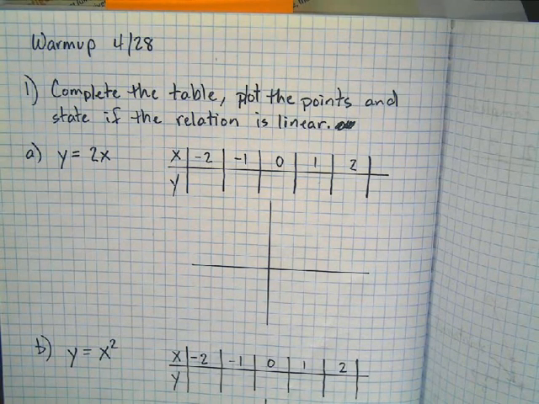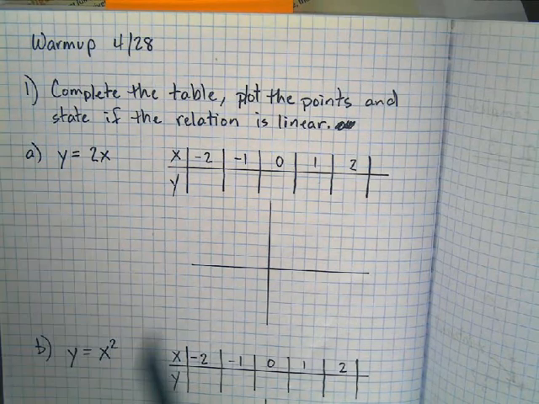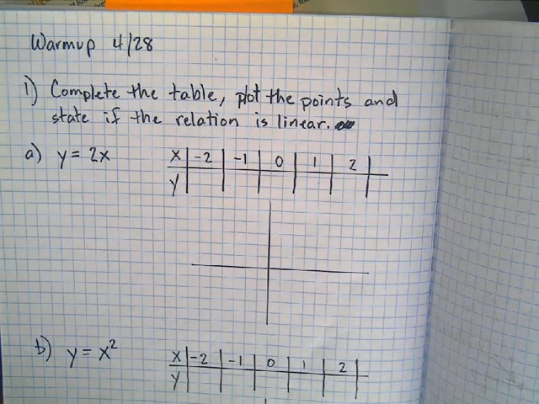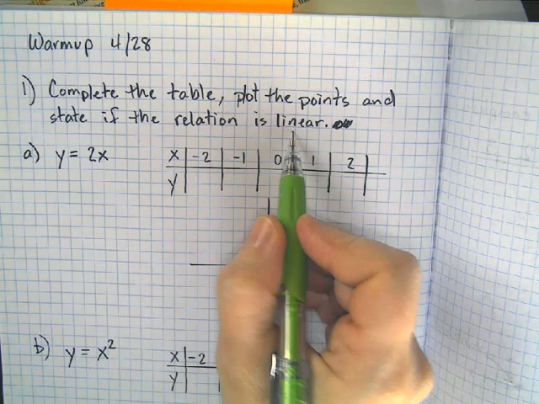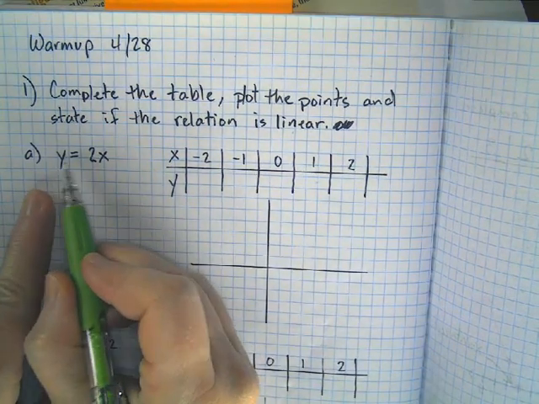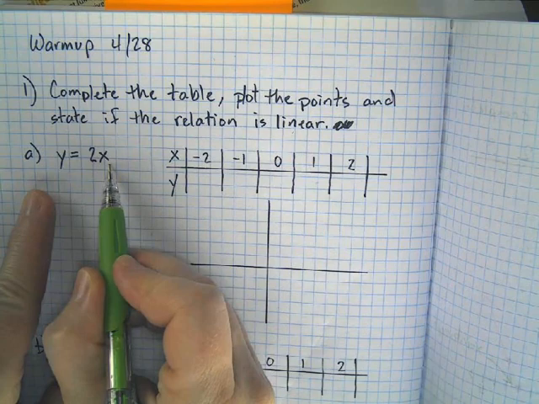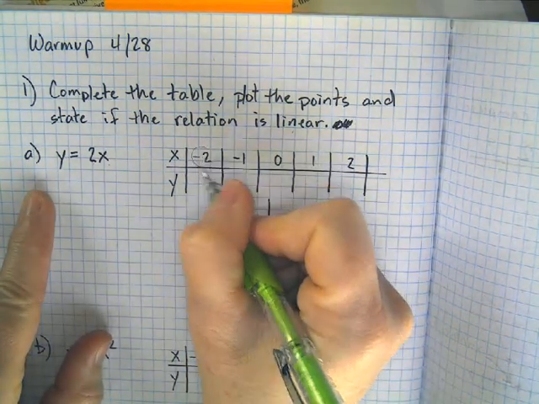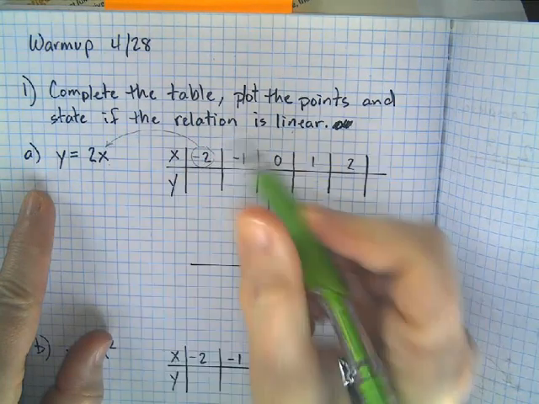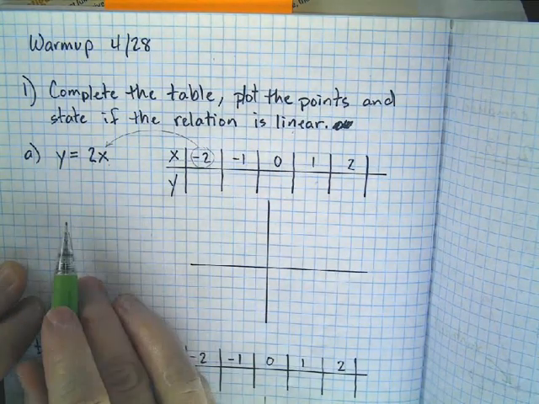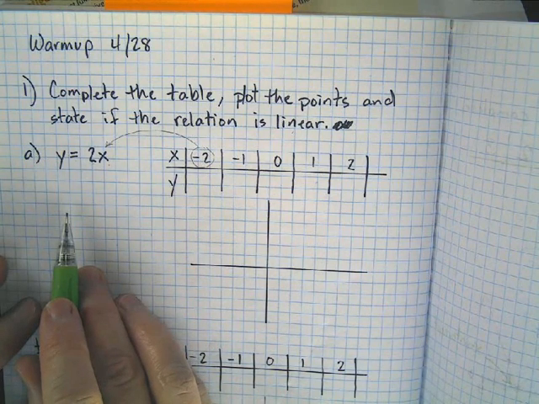It is time to fill in a table, plot the points, and then we are going to look at the graph and decide if it is linear or not linear. So here is our first equation, y equals 2x. Here are our values for x. We're going to put in -2 for our x, and then -1, 0, 1, and 2. I'll get it started, and then you get to finish it off.